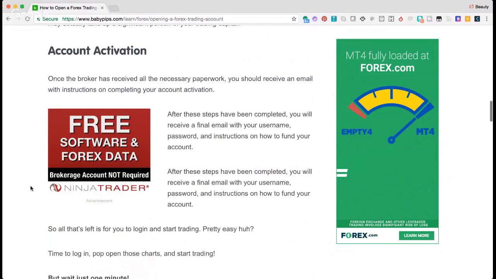capital. Account activation. Once the broker has received all the necessary paperwork, you should receive an email with instructions on completing your account activation.